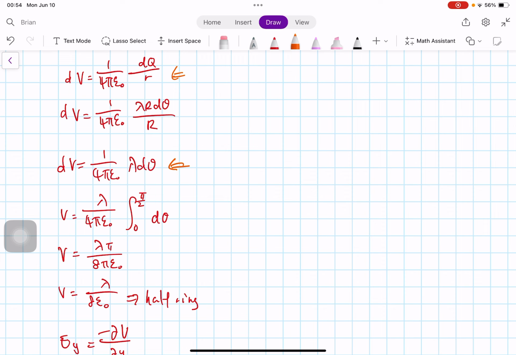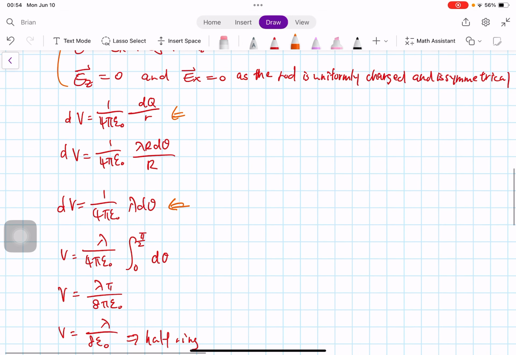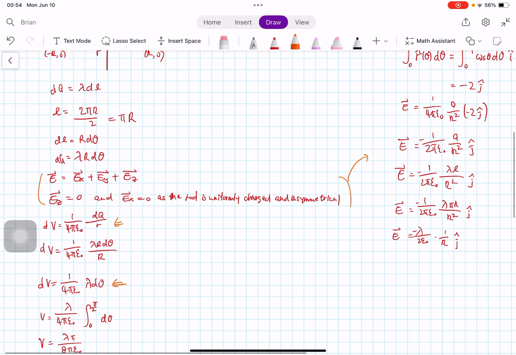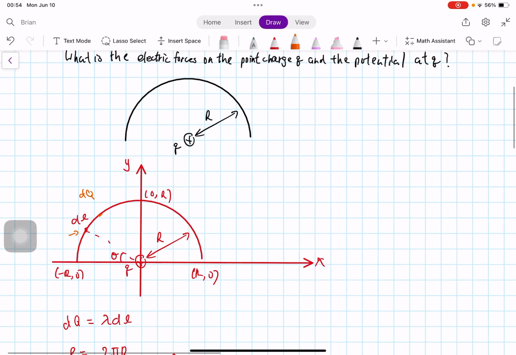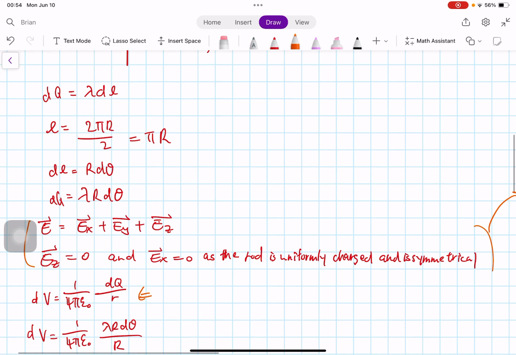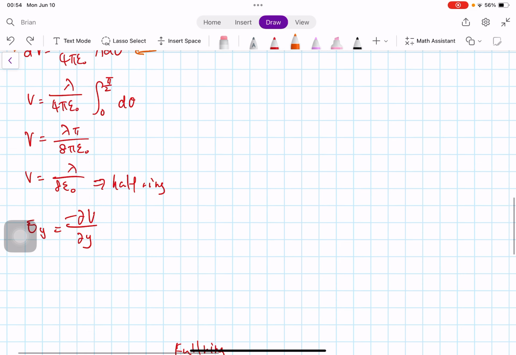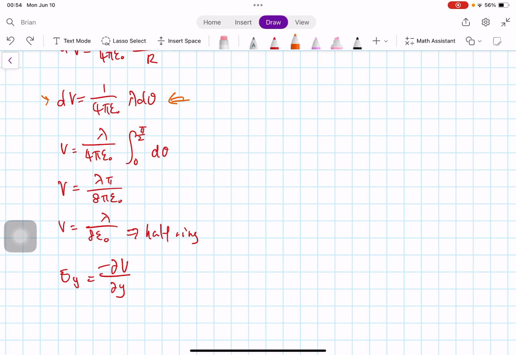After I integrate both sides, I'm using the polar coordinate system to find my potential. At this point, I'm still talking about one little point, dV. But at the next step, I'm talking about all of the points summing up, the whole semicircle. After that, I have this expression here, and then I have this one. This is my final potential for the system, lambda over 8 epsilon naught.